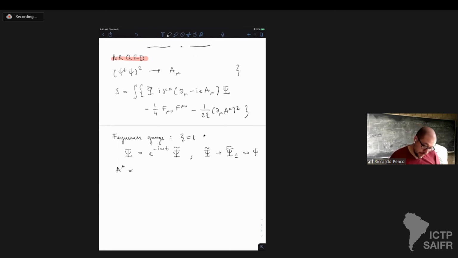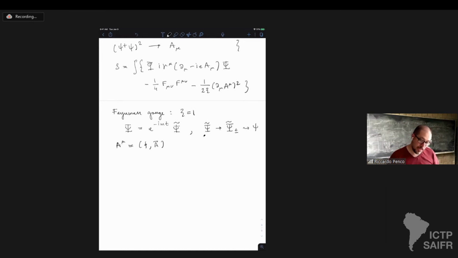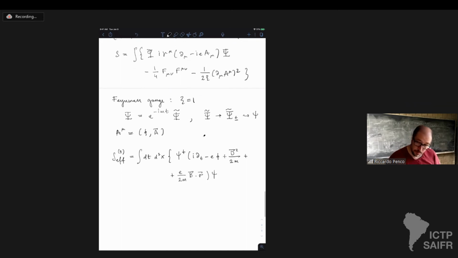And if we break up A mu into the scalar potential and the vector potential, and we expand the resulting effective action at tree level in inverse powers of m, as we did in the case of the self-interaction, we find the following: psi dagger (i D_t minus e phi plus D squared over 2m plus e over 2m B dotted with the Pauli matrix sigma) psi, minus 1/4 F mu nu F mu nu, plus of course a slew of other operators that are going to start at order 1/m squared.